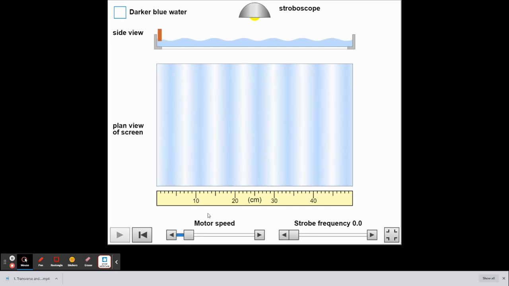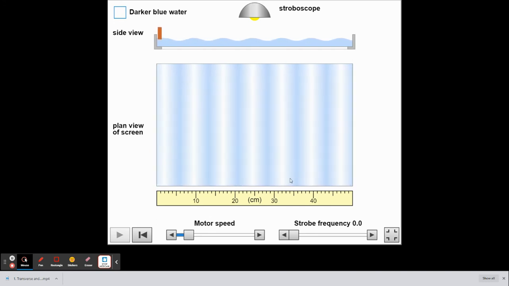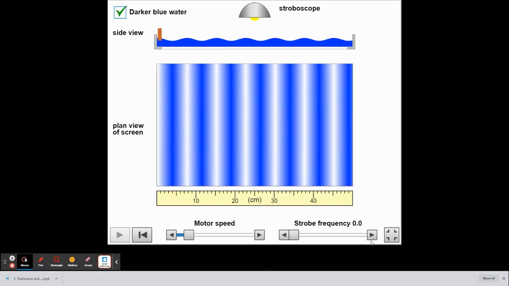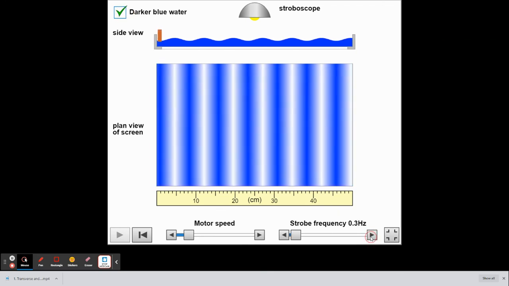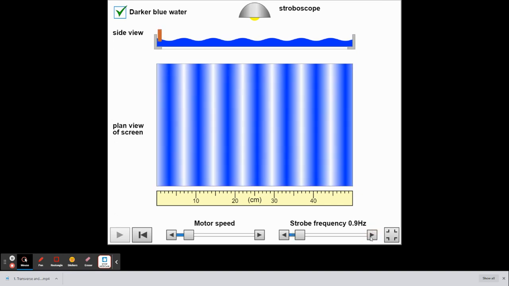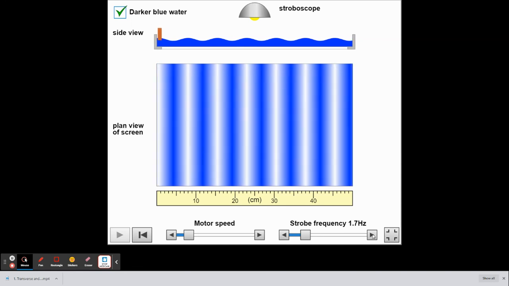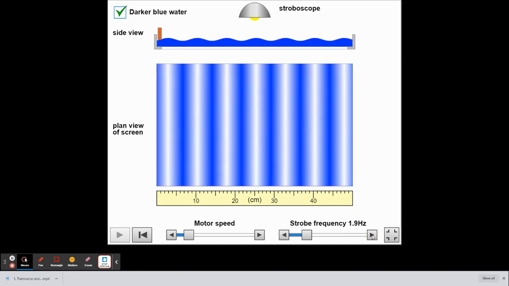wavelength. Remember, a more accurate way of measuring it would be to measure 10 waves or 5 waves and work out an average. The stroboscope here will cause the wave to appear to be stationary when it is flashing at the same frequency as the wave, like this.